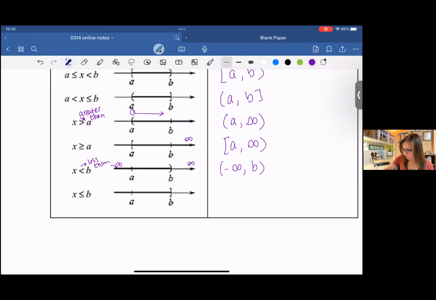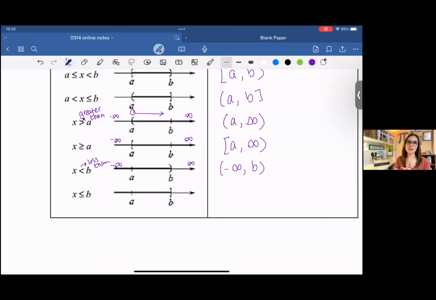So we have on all of these, sorry about that. Go back, rewind, and put those there. The shading is to the left because it's less than, into negative infinity. So we start with negative infinity and we end with B as our last critical value or last endpoint. And this one is a parentheses because we don't have equals.